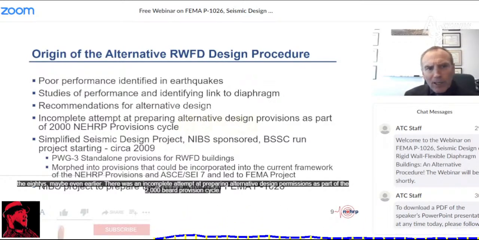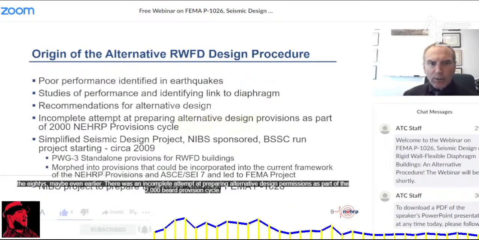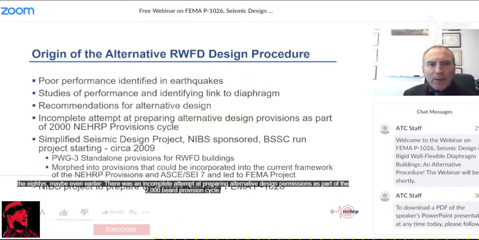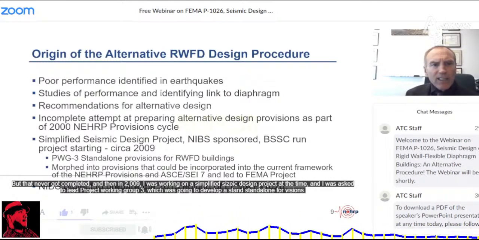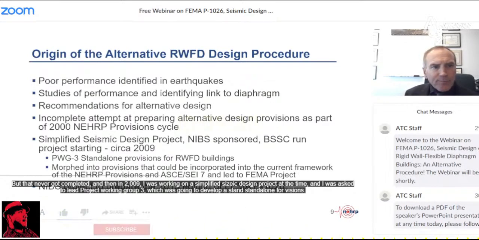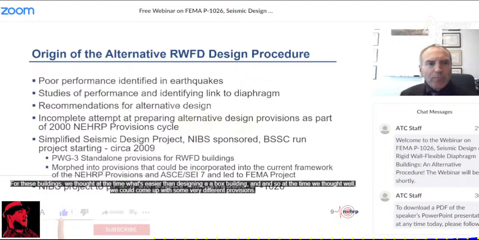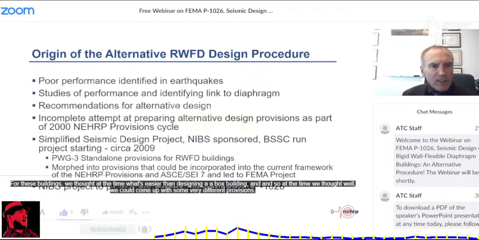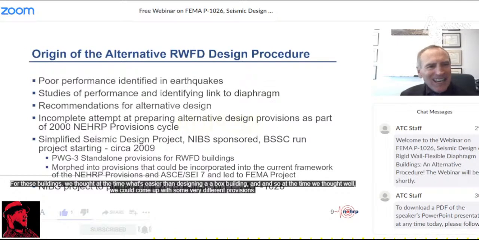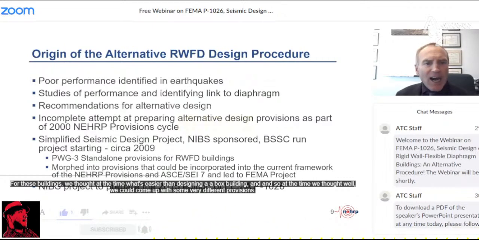There was an incomplete attempt at preparing alternative design provisions as part of the 2000 NEHRP provision cycle, but that never got completed. And then in 2009, I was working on a simplified seismic design project at the time, and I was asked to lead Project Working Group 3, which was going to develop standalone provisions for these buildings. We thought at the time, what's easier than designing a box building? And so we thought, well, we could come up with some very different provisions for it.